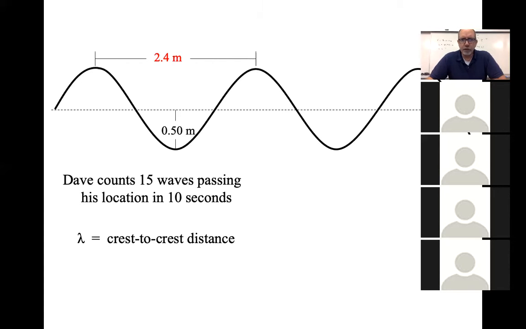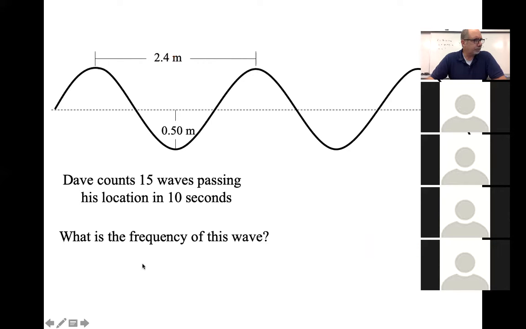4 is a very popular response. Well, you're right. Yay! It's the crest to crest distance, 2.4 meters. That's wavelength. Okay, next one.